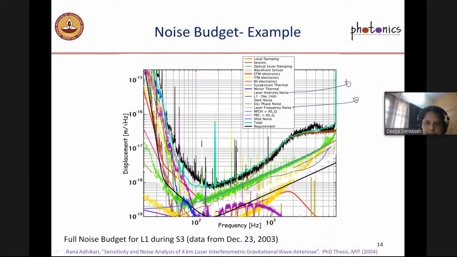So maybe this line is the laser intensity noise. And the other green line here could be the laser frequency noise. So these two contribute to the noise in the laser, which affects the sensitivity of detection. And we are interested in the sensitivity in the range of 100 to 1000 hertz, because that is where all these gravitational wave events are located. So you want a very large sensitivity there, which means the noise there should be really low so that you can detect the slightest gravitational wave signature. Okay.